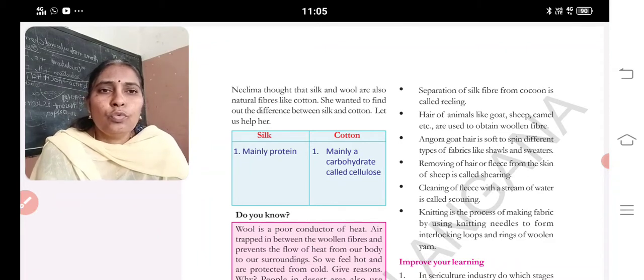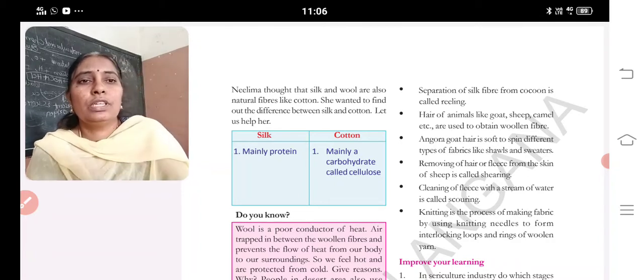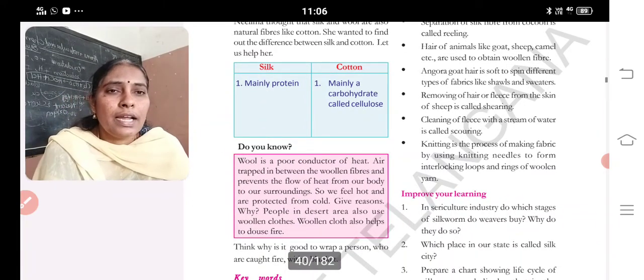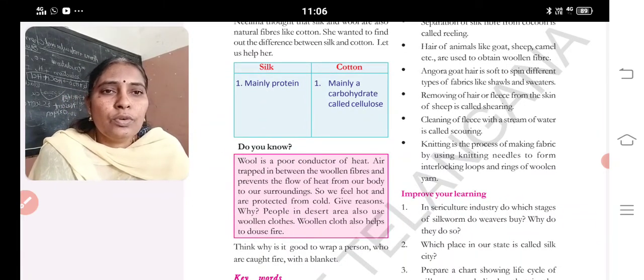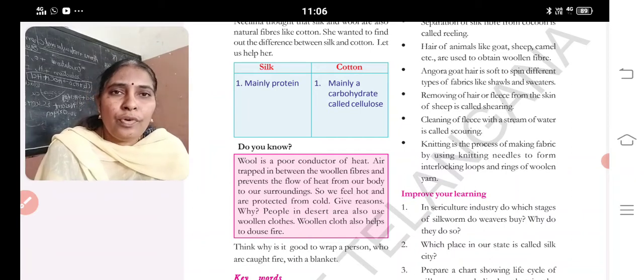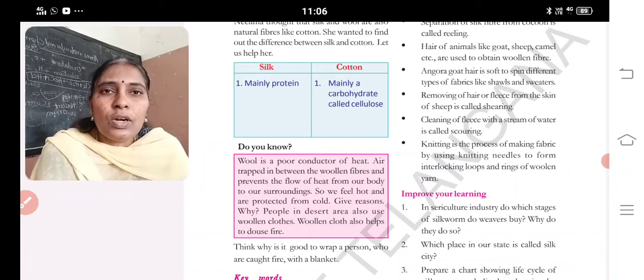And do you know wool is a poor conductor of heat? Air is trapped in between the woolen fibers and prevents the flow of heat from our body to our surroundings. So we feel hot and are protected from cold. Give reasons why people in desert areas also use woolen clothes. Woolen cloth also helps to douse fire, as it does not allow air to pass so easily. Douse means put out the fire.